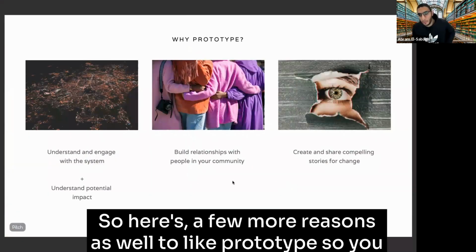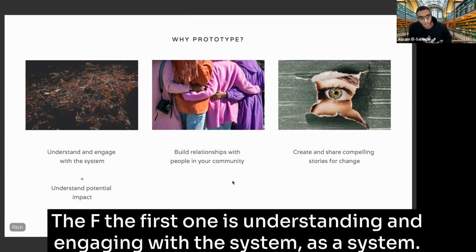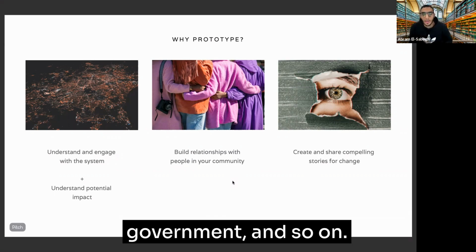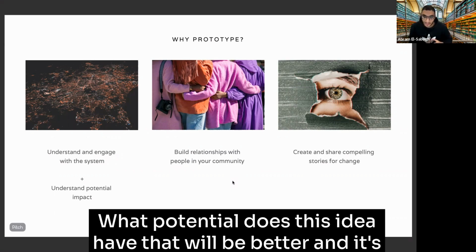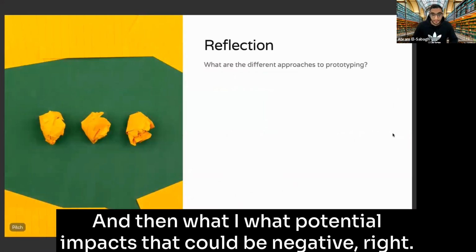So here are a few more reasons to prototype solutions or interventions for complex problems. The first one is understanding and engaging with the system as a system. That includes people and organizations and government and so on, and understanding the potential impact both directly and indirectly, right? What potential does this idea have to be better? And it's the future that we want to see. And then what potential impacts could be negative, right?